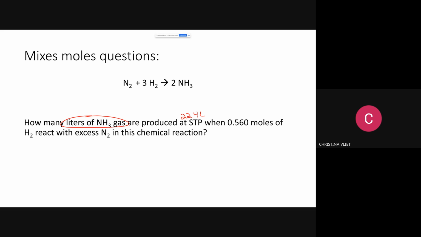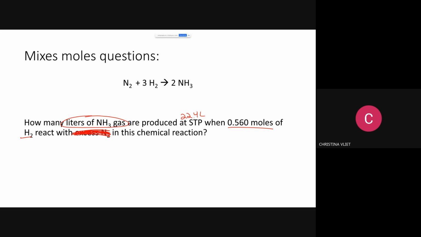When 0.56 moles of H2 react with excess N2 in this chemical reaction, do we care about the word excess? No. It means that there's plenty of it in the reaction, and if that confuses you, just cross it out. You don't need that at all because it means you have extra N2. You are limited by the amount of H2.